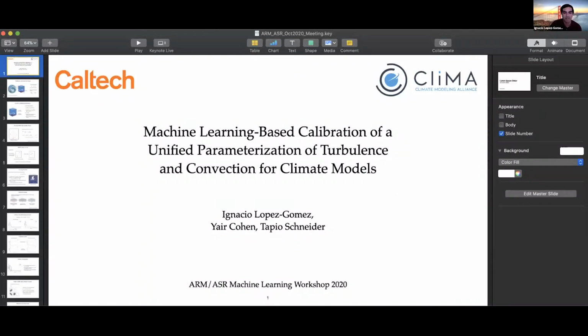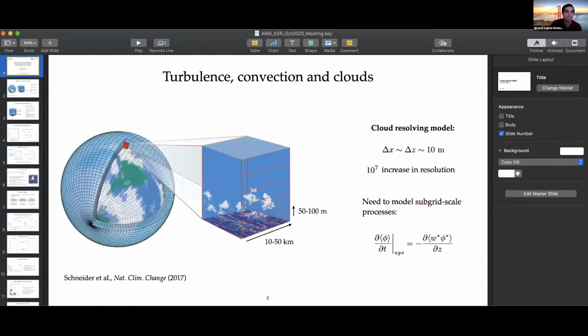So yeah, I'm Ignacio. I'm going to talk about calibration of a unified parameterization of turbulence and convection for climate models. So first, why do we care about turbulence and convection? Well, these are processes that strongly affect the vertical transport of heat and moisture from the surface to higher levels of the atmosphere. And so they're intimately related to the occurrence of clouds in the atmosphere. And as we've seen in earlier talks today, clouds are a very important part of the climate system.